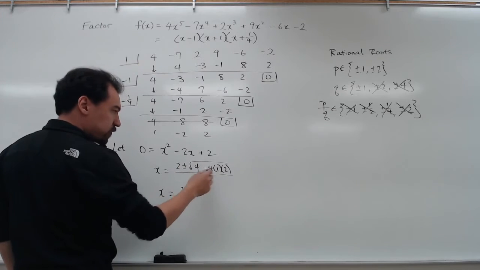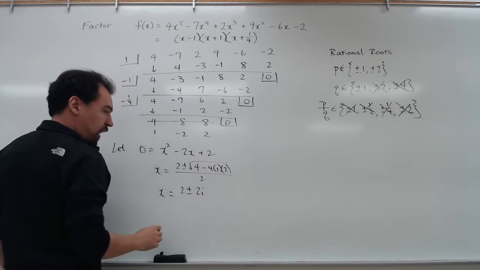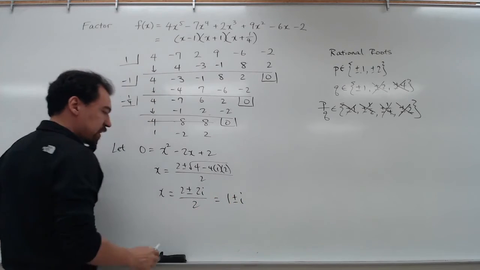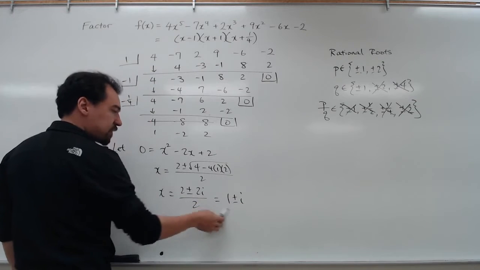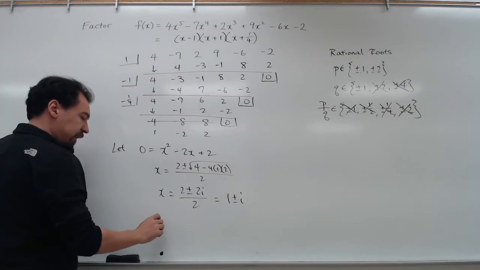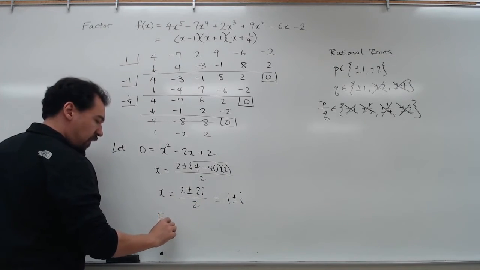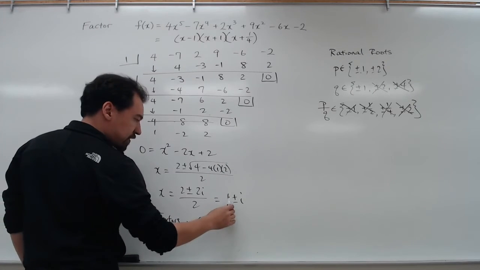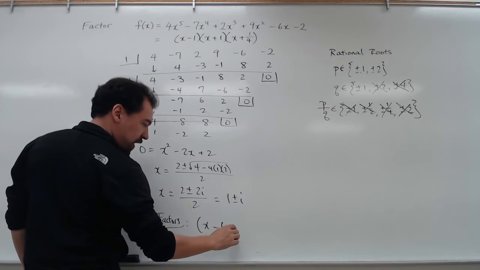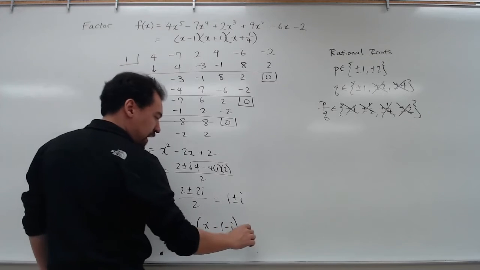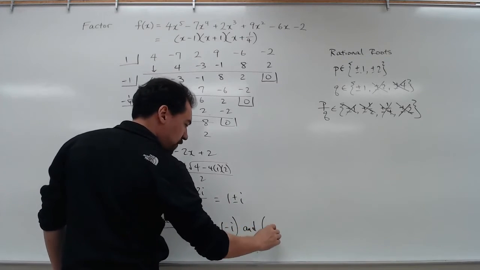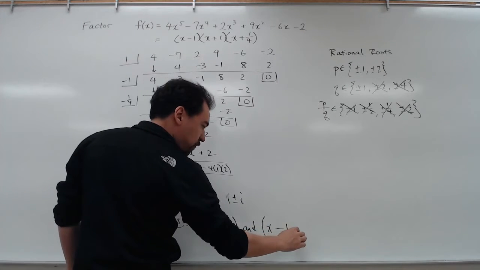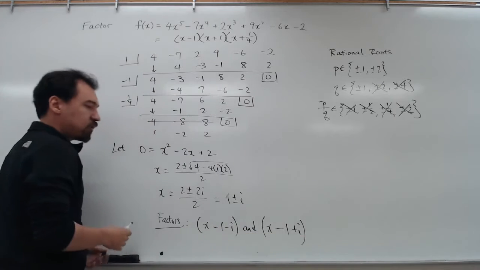So the square root of negative 4 is 2i, all over 2. 1 plus or minus i. So I know, because these are the zeros of f, that the factors are x minus parentheses 1 plus i, which is going to be x minus 1 minus i, and the other one is going to be x minus 1 minus i. So that means x minus 1 plus i, and these two are my factors.